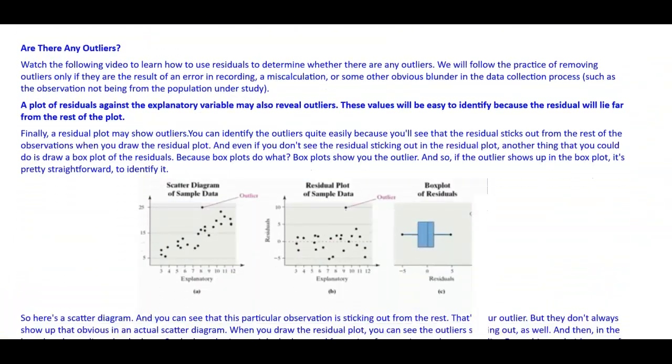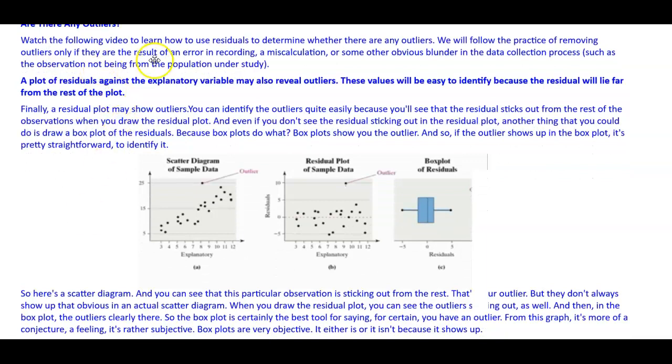Next, are there any outliers? We're going to learn how to use residuals to determine whether there are any outliers. We will follow the practice of removing outliers only if they are the result of an error in recording, a miscalculation, or some other obvious blunder in the data collection process, such as the observation not being from the population under study. Now, a plot of residuals against the explanatory variable may also reveal outliers. These values will be easy to identify because the residual will lie far from the rest of the plot.